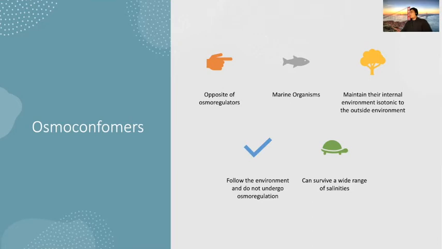Within osmoregulation, you have osmoregulators and osmoconformers. When we speak about sharks, they are osmoconformers, which means that first of all, their body fluids are in osmotic balance with their environment. Second, they are marine organisms. Third, they maintain their internal environment isotonic to the outside environment. They follow the environment and do not undergo osmoregulation, and they can also survive a wide range of salinities.